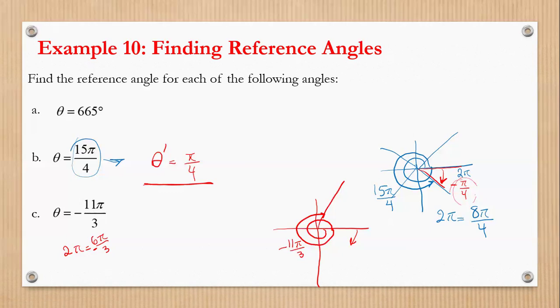Now I need to find the coterminal angle, which is this angle, and this angle is exactly pi over 3. Since pi over 3, my coterminal angle, is less than 90 degrees, it can be my reference angle as well. So my reference angle is positive pi over 3.